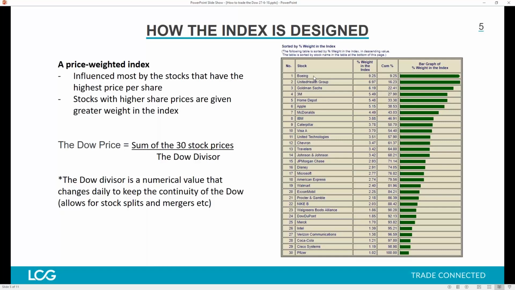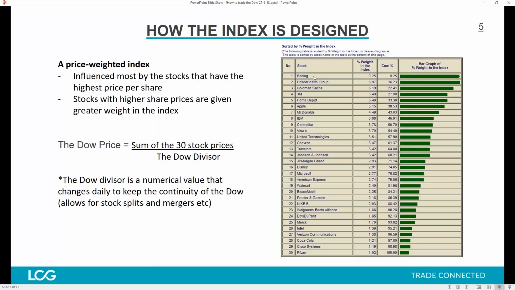So as I said here on the separate section, it's influenced most by the stocks that have the highest price per share. Stocks with the highest share prices are given greater weight in the index. And so this is how you get the Dow price. It's a sum of the 30 prices, but it's not just divided by 30, but divided by the Dow divisor.